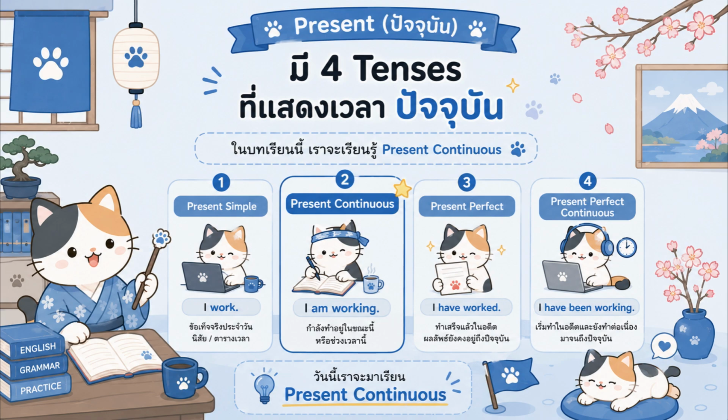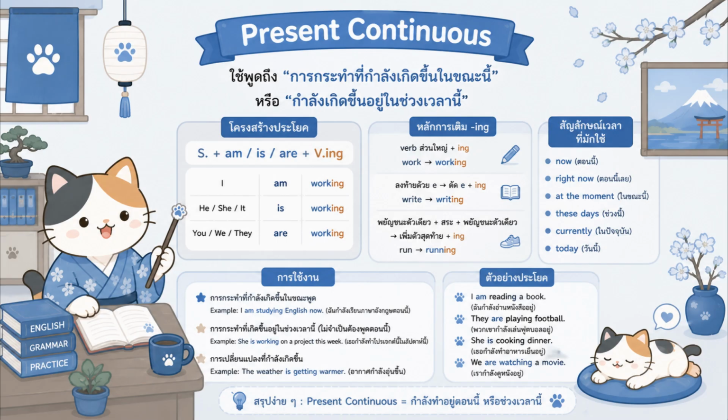Let's get started. Present continuous is used to talk about actions that are happening right now or around the present time. The basic structure is subject plus am, is, or are, plus verb-ing. For example, I am working.